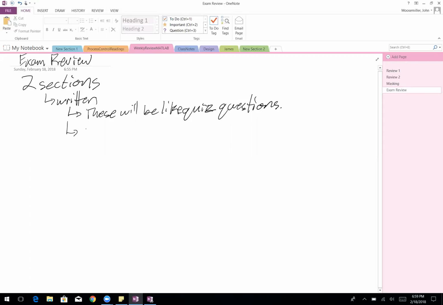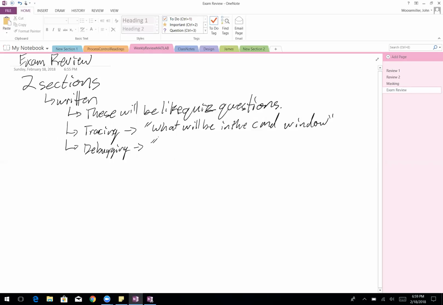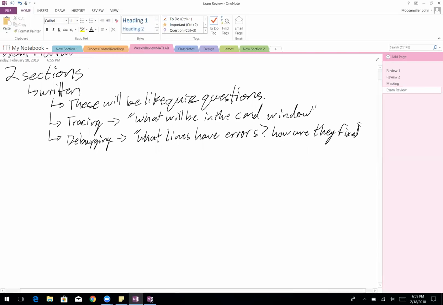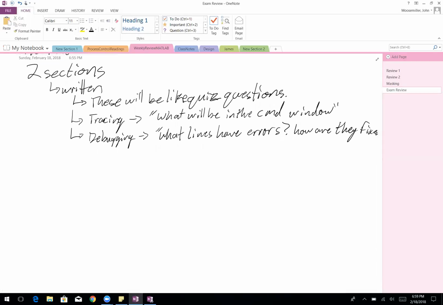So there's tracing problems. And so these are the ones that say what's going to be in the command window. And then the other type of problem is debugging. And so this will be phrased like, what lines have errors? How are they fixed? So those are the two types of questions that you'll see on the written portion of the exam.